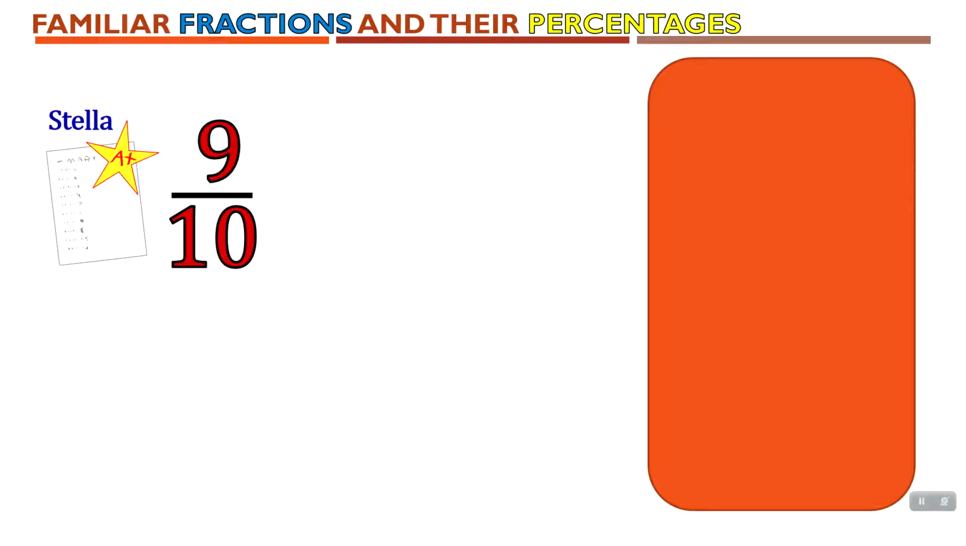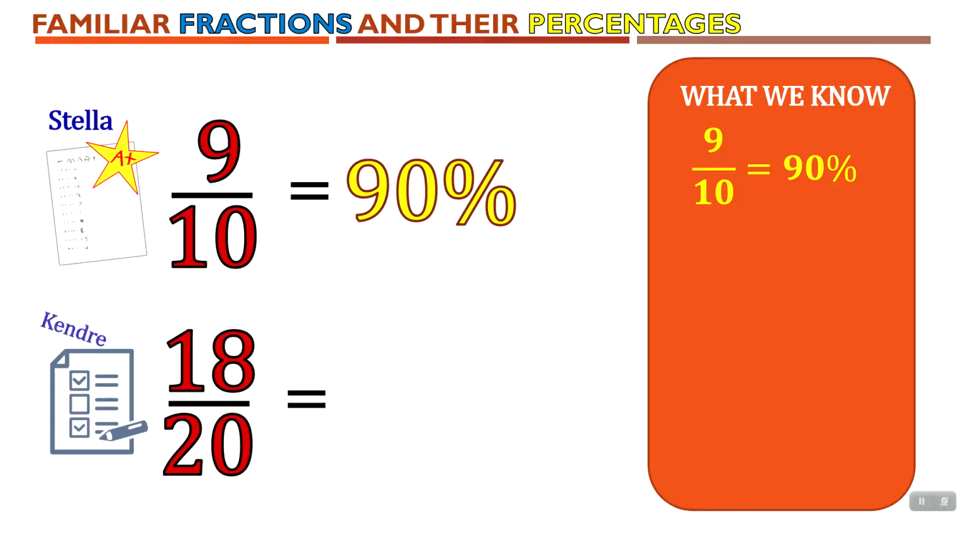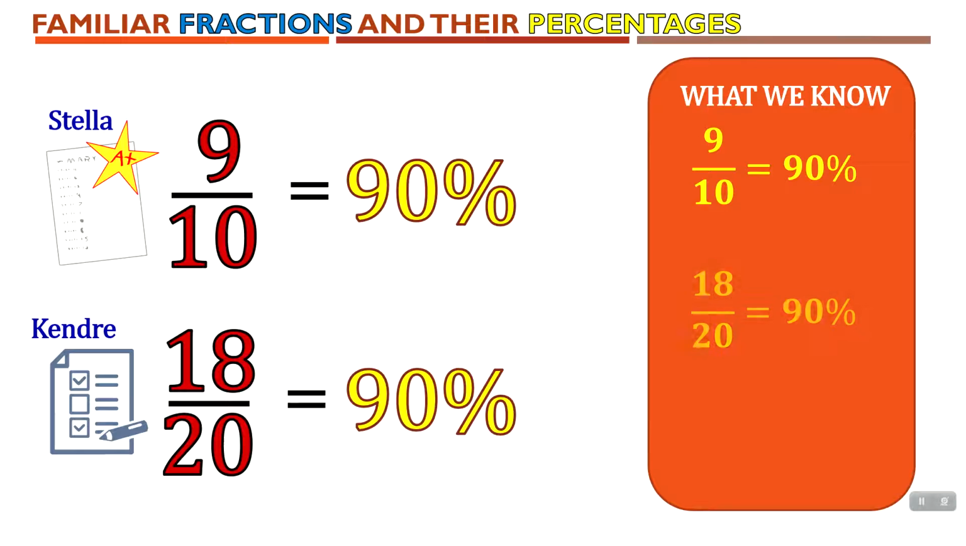Let's look at Stella. Stella on her test got 9 out of 10, and she said that she got 90%. Let's write that down. 9 out of 10 equals 90%. Kendre got 18 out of 20 on his test, and he got 90% as well. Let's write that down. 18 out of 20 equals 90%. So 9 out of 10 equals 90%, and 18 out of 20 equals 90%. Is that possible? Who is correct?